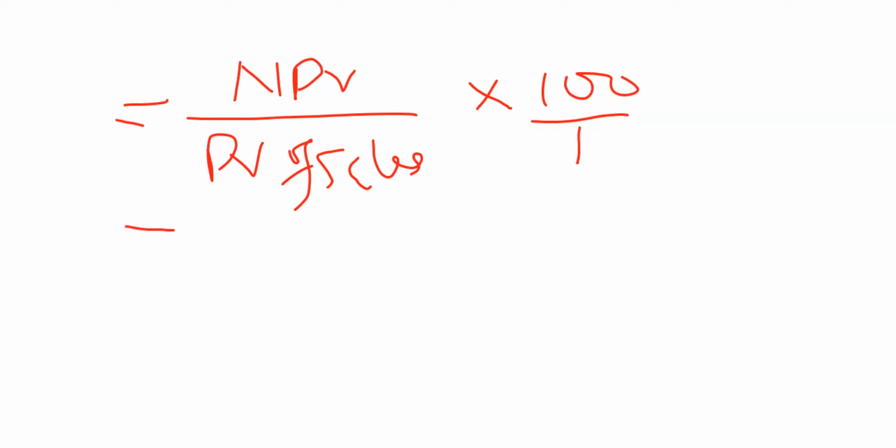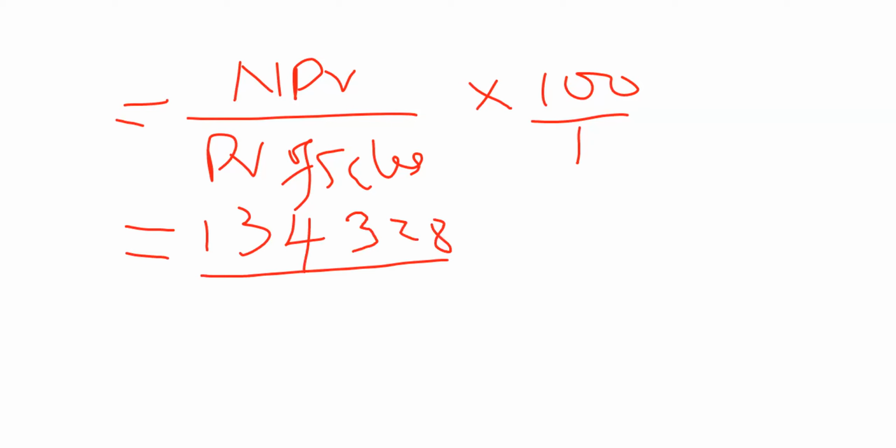So all I need to do is to write 134,328, right? No. Present value of sales is... no, wait. Numerator, NPV, 134,328. Is it clear? Yes, sir. Over 4,421,640. Is it clear?